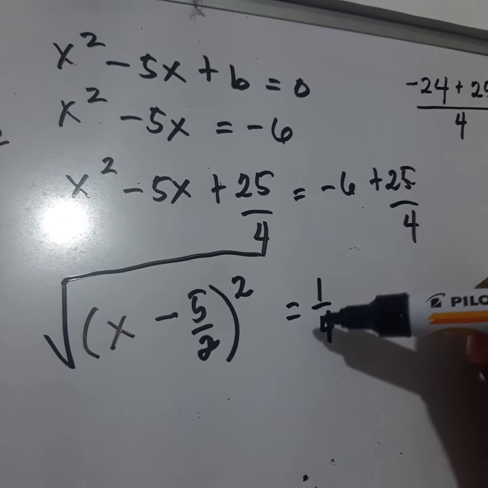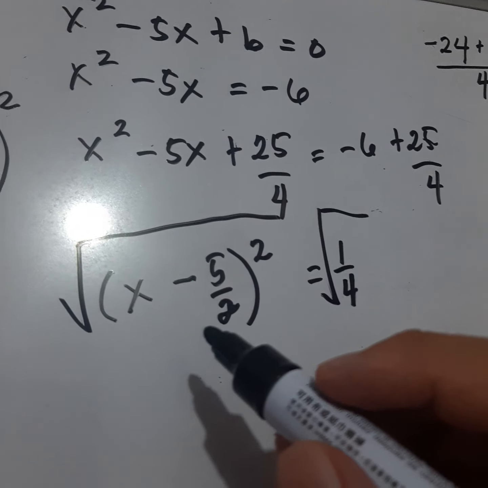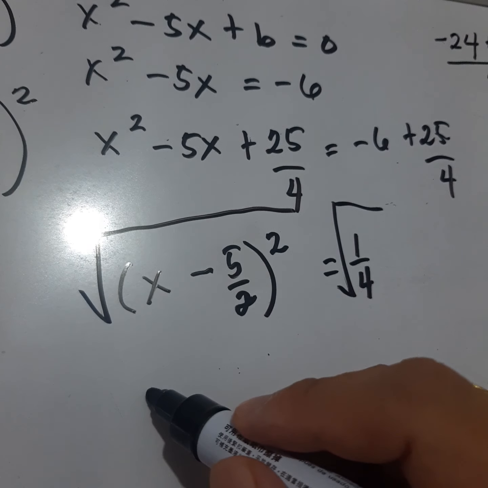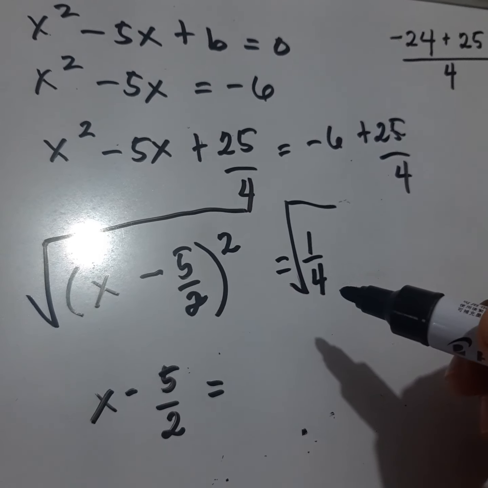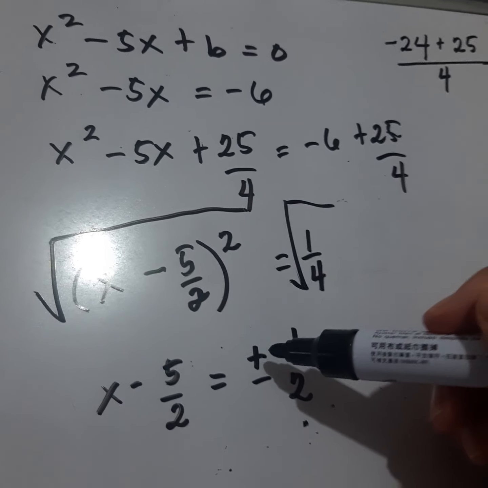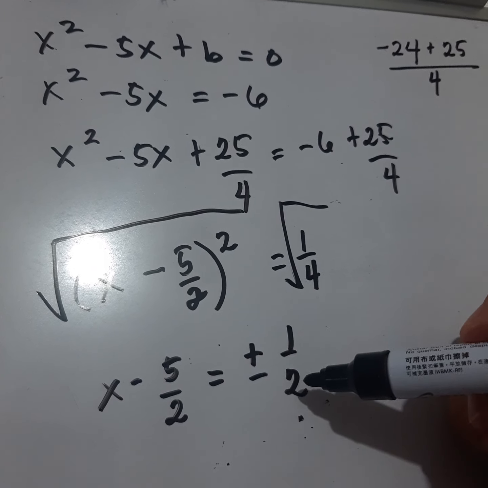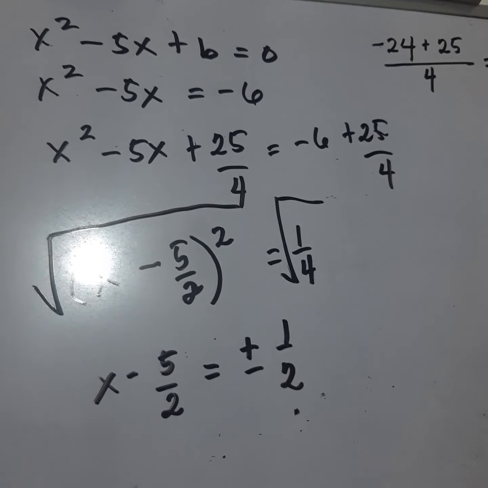So ano yung pasunod natin na gagawin? Apply the square root principle. So the square root of x minus 5 over 2 squared is x minus 5 over 2. And the square root of 1/4 is plus or minus 1/2. Why? Because positive 1/2 times positive 1/2 is 1/4. And negative 1/2 times negative 1/2 is 1/4.